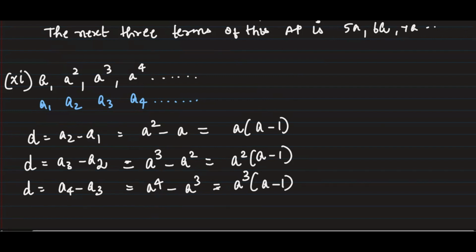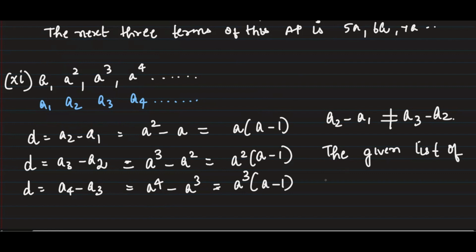If you notice here, obviously the D value is not the same. The first one is A into A minus 1, the second one is A square into A minus 1, the third one we've got as A cube into A minus 1. So obviously A2 minus A1 is not equal to A3 minus A2. Hence, the given list of numbers, that is A square, A cube, A4, does not form an AP. This is the answer for question number 11.